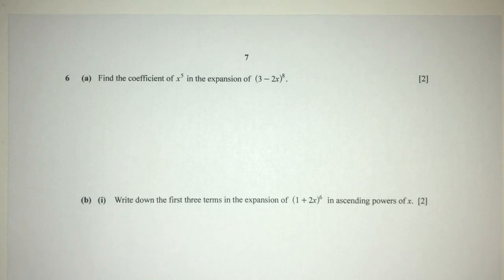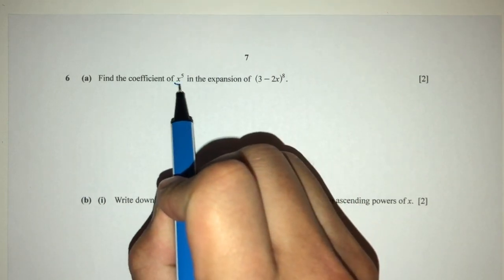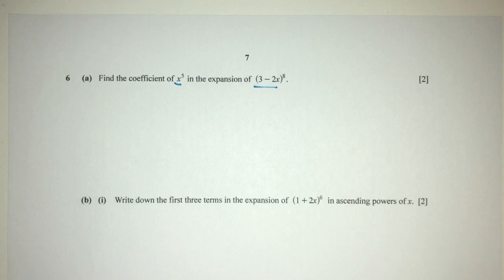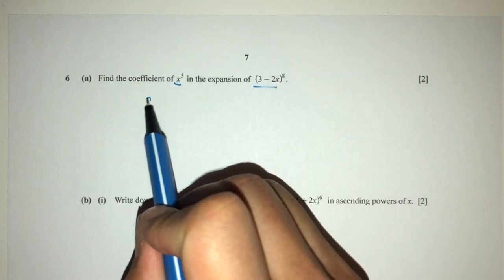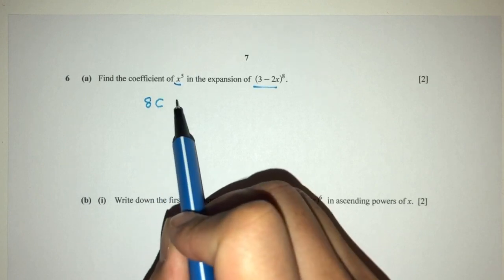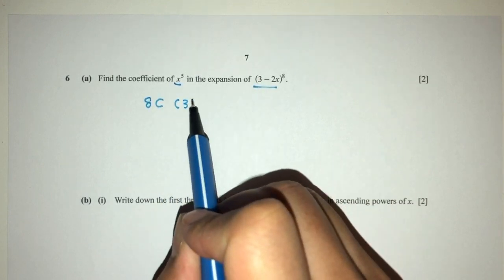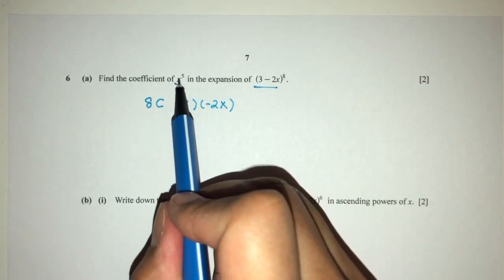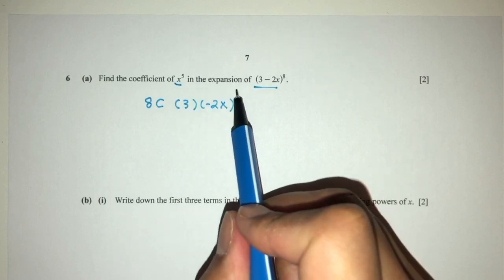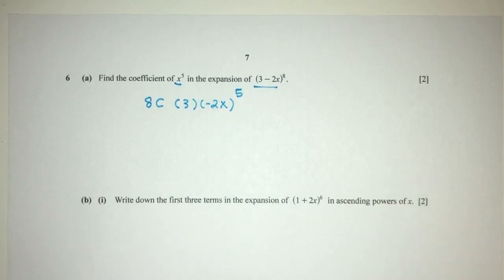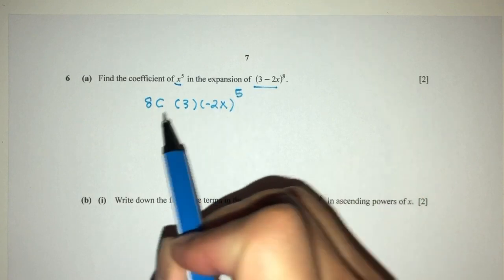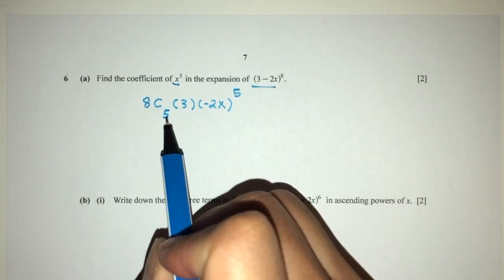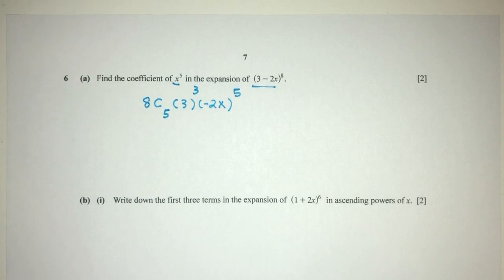So here we have to find the coefficient of x to the power 5 in this expansion. So pretty easy, one by one. How would you expand this usually? You will have the power of 8, you will have 8 combination, something we don't know yet. And then here we have 3. Here we have minus 2x. Now for it to be something in x to the power 5, we understand that we have to put 5 here because we want that term. If this is 5, this also will be 5. 8 minus 5 is 3, so this will be 3. So this is just a formula we have to know how to use to find these values.